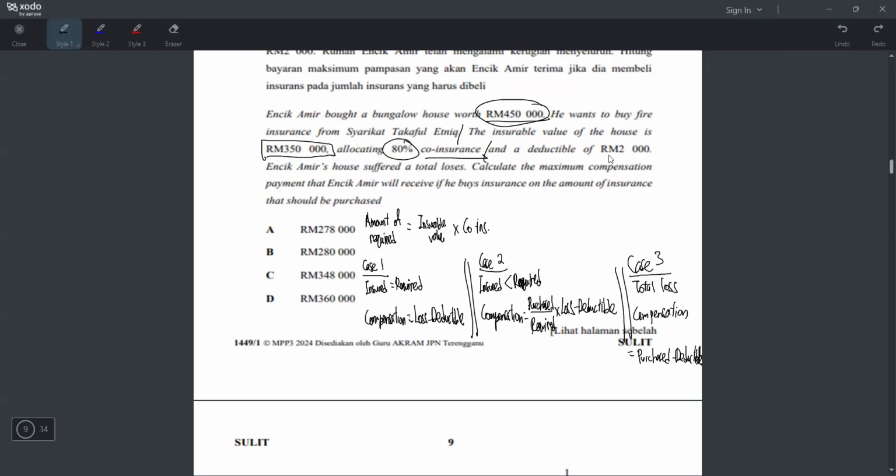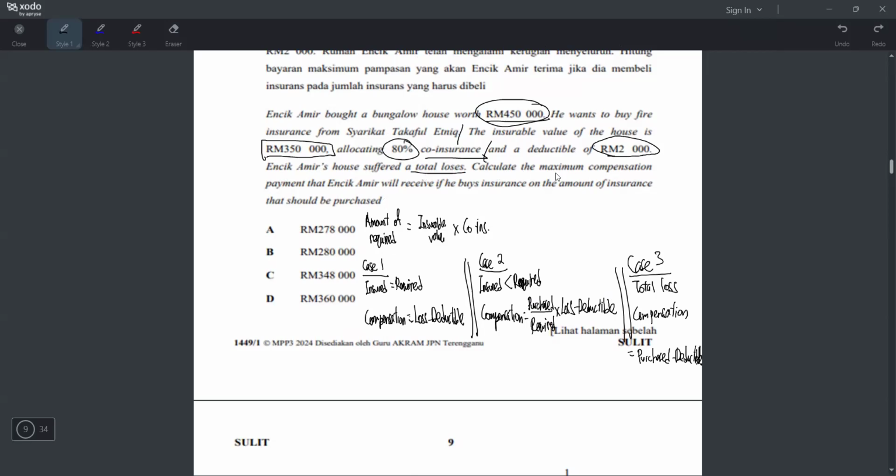Deductible of 2000. This 2000 is the deductible, but we don't look at this first. When we calculate compensation, baru kita tengok the deductible, right? The first formula is we always find the required first. Lepas tu dia kata Encik Amir's house suffered total loss. Confirm case 3. Total loss, you see the keyword already.